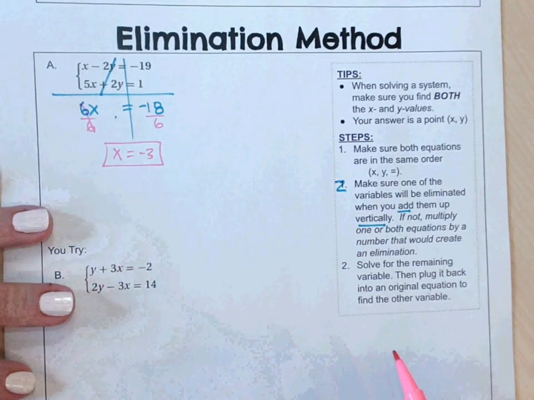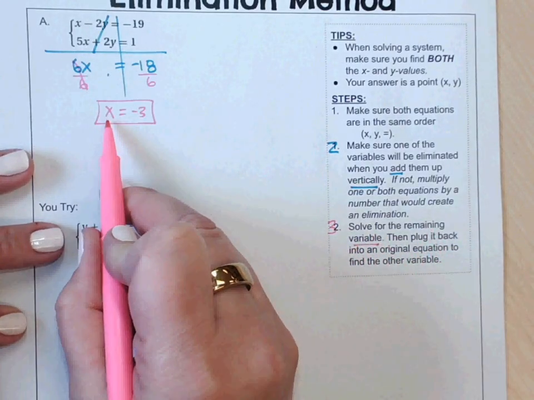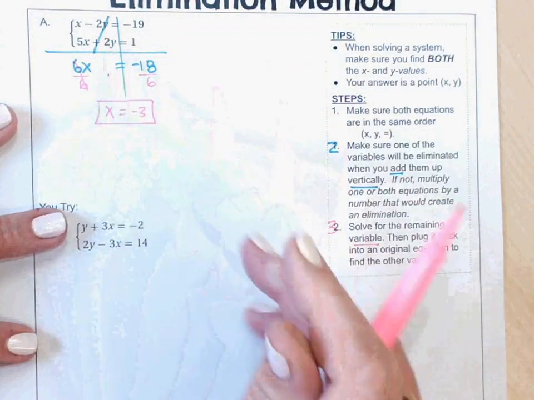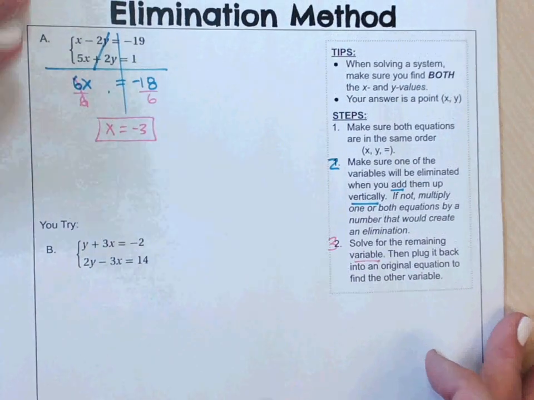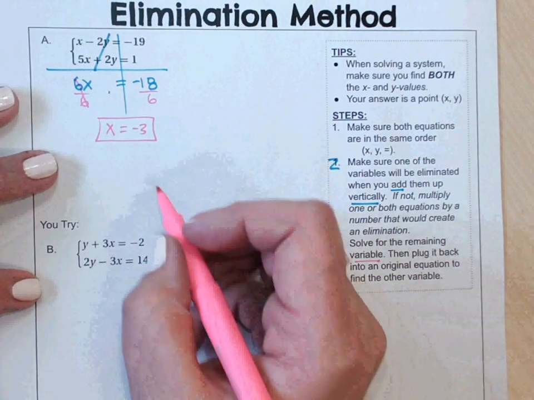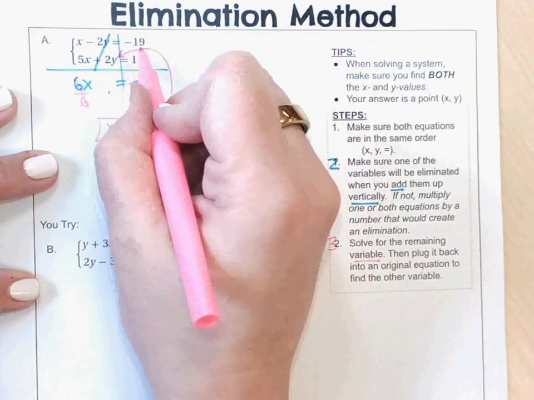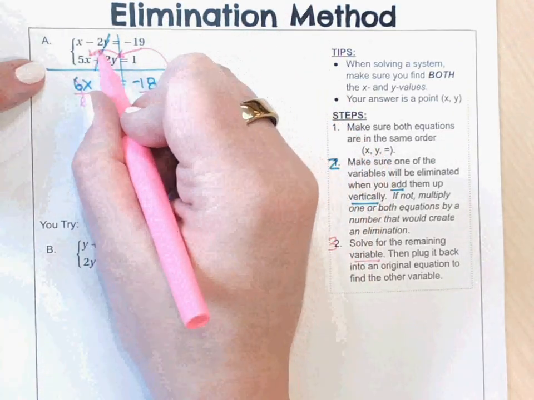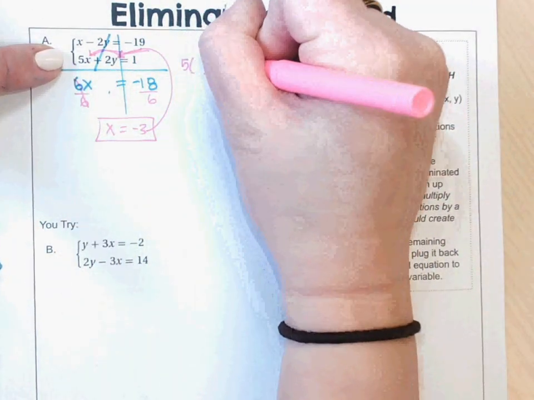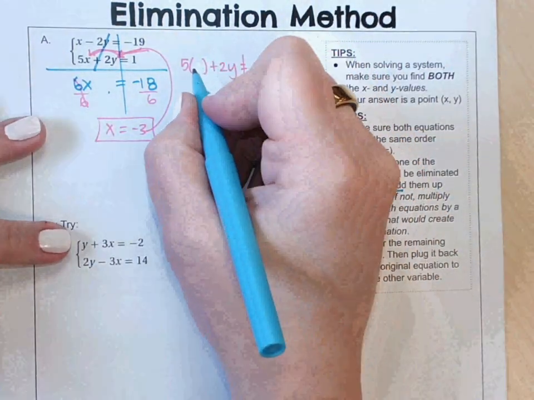We're not done. Step 3, solve for the remaining variable. We found x, but we still need to find y. So I'm going to plug this back into one of the original equations. It does not matter which one. Plug it into whatever one you think is going to be easier. My preference in this case is going to be plugging it in for the x on this bottom equation. So I'm going to rewrite the bottom equation exactly as I see it, but instead of x, I'm going to put negative 3.